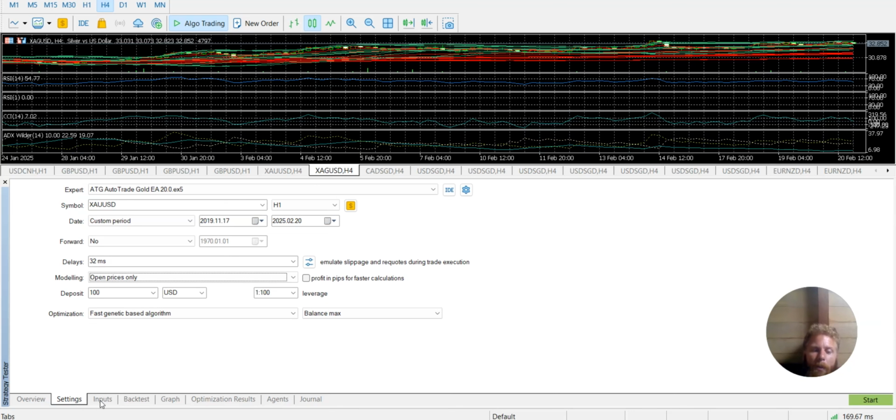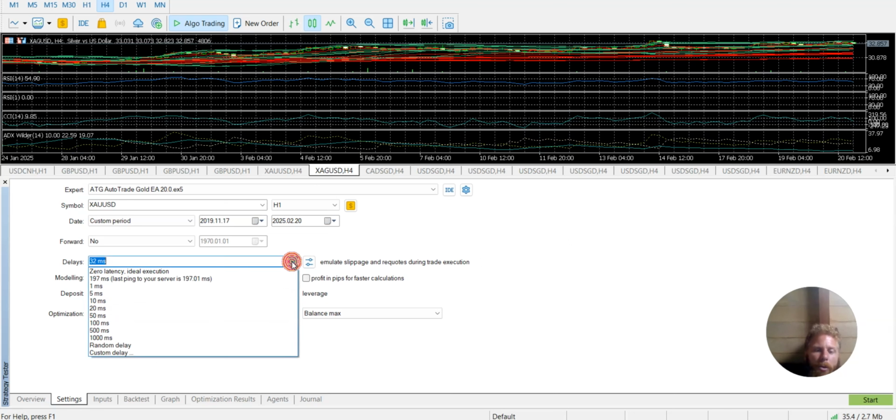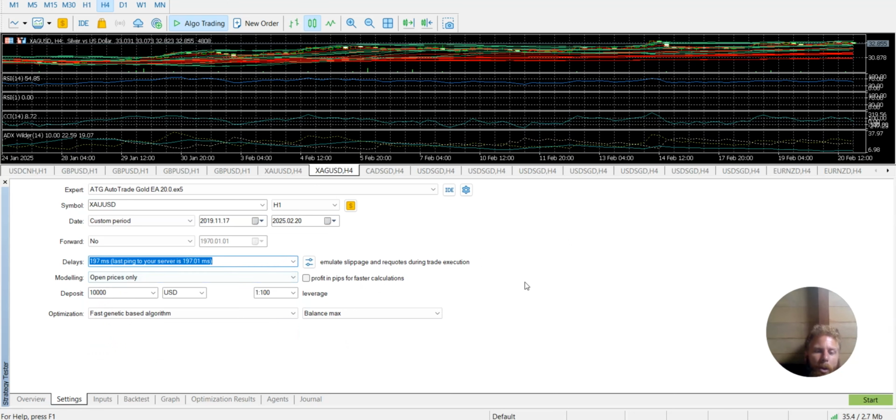So, first of all, let's see what we are looking for here. Like our starting balance should be, let's say, yeah, $10,000, and the delay should be the current one, because I like to do realistic testings.